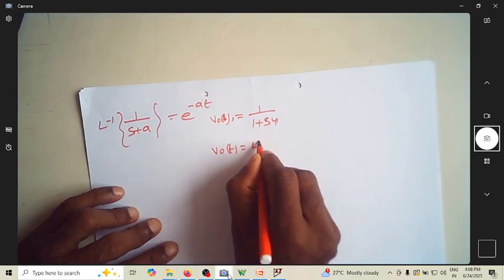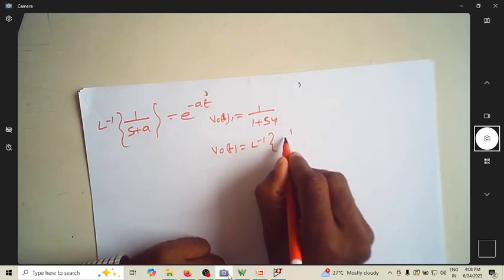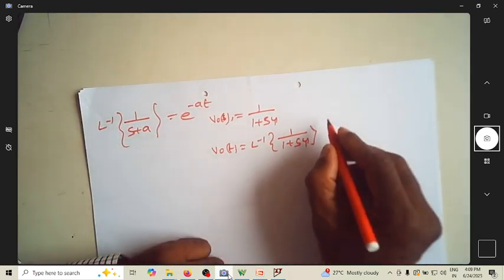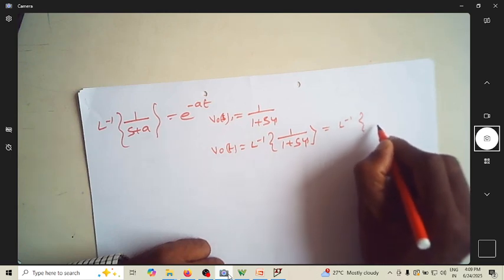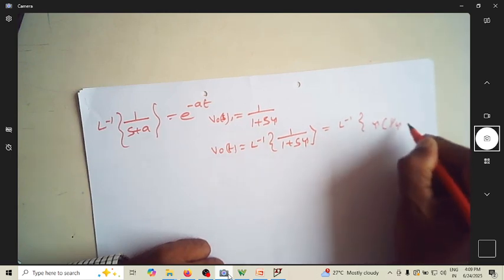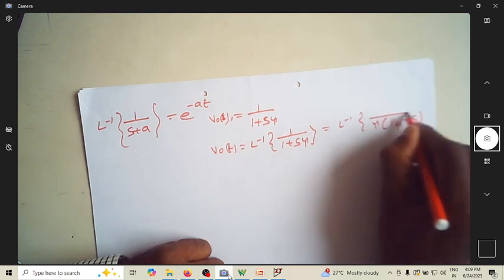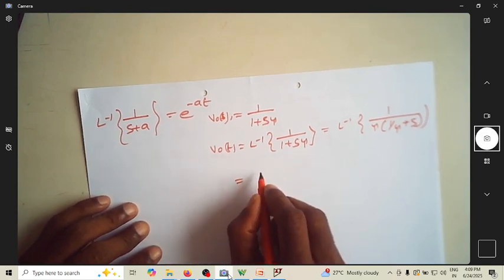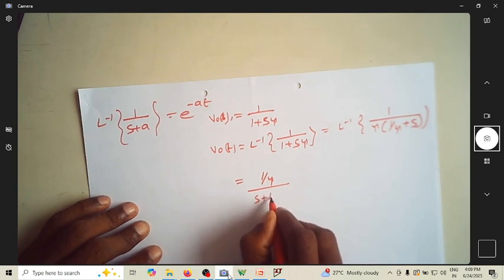the Laplace inverse of 1 over 1 plus s tau, but it is not in this form. So I have to bring it to this form. Let me take tau outside. It is the Laplace inverse of, when I take tau outside, 1 over tau times (s plus 1 over tau), and this is 1. So then this is 1 over tau by s plus 1 over tau.